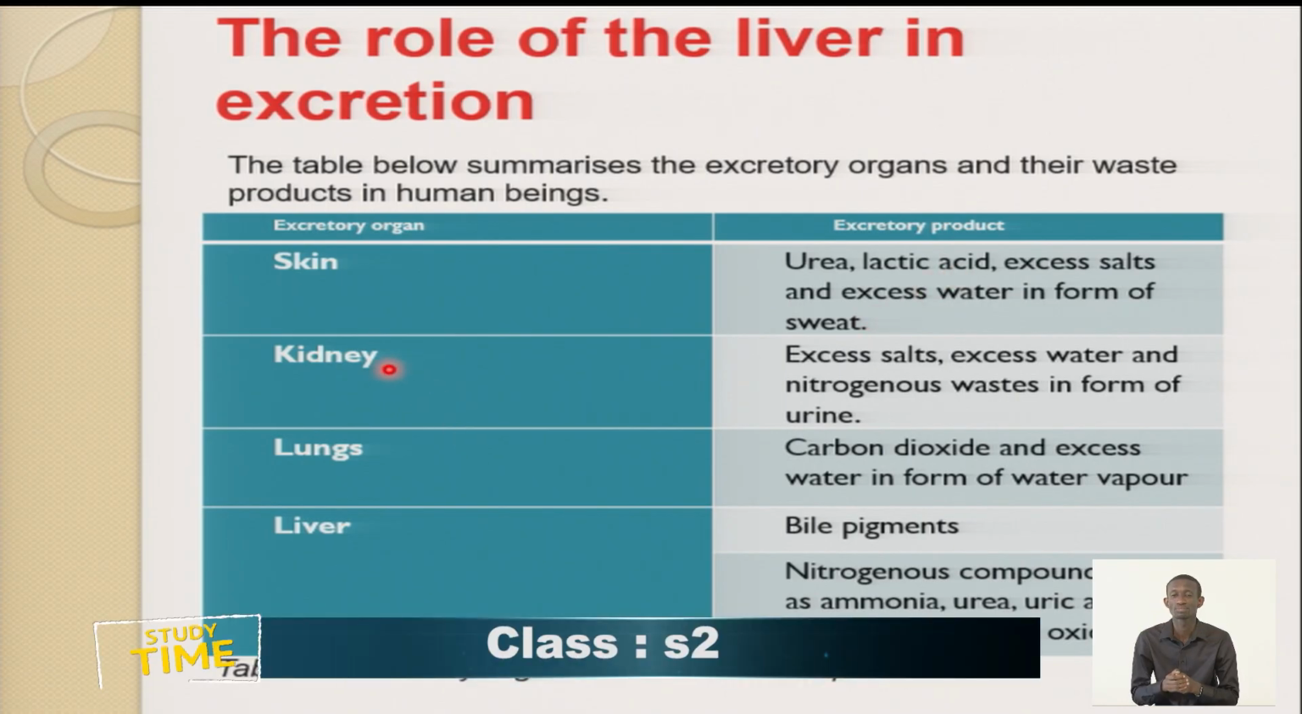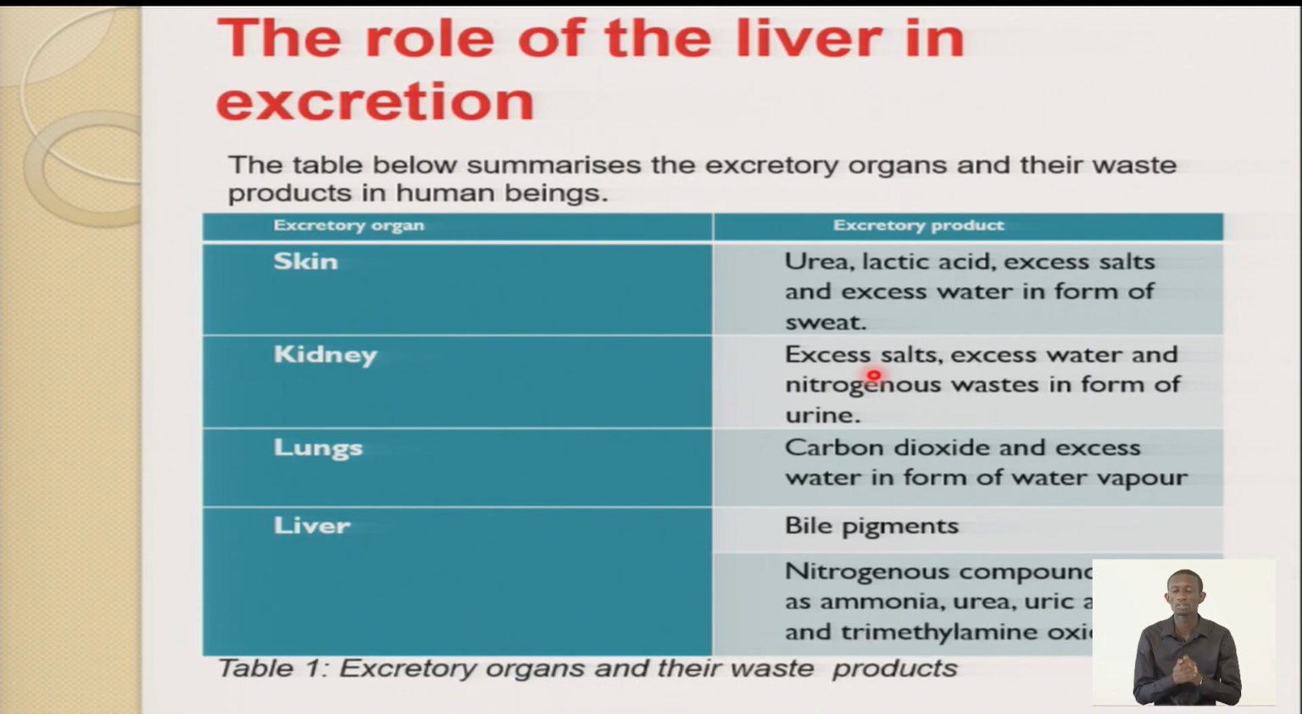Let's talk about the kidney. The kidney also has excretory products, which are excess salts, excess water, and nitrogenous waste products in the form of urine. These waste products passing through the body are going to be removed from the body in the form of urine. We have the lungs. What do the lungs remove as waste product? We have carbon dioxide, excess water in the form of vapor, and so on.